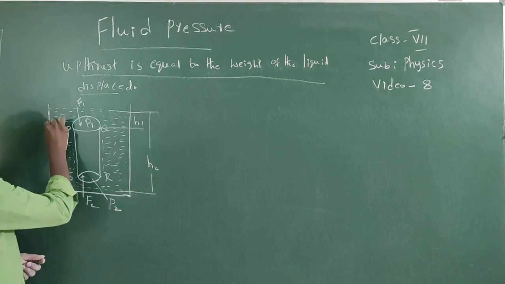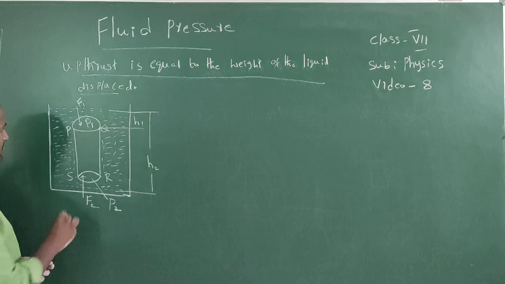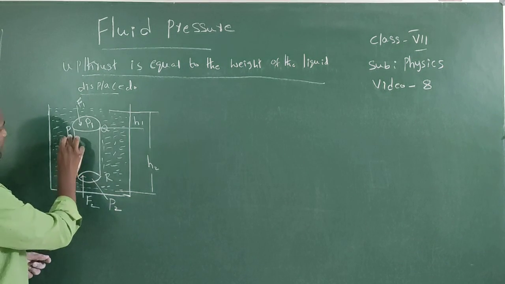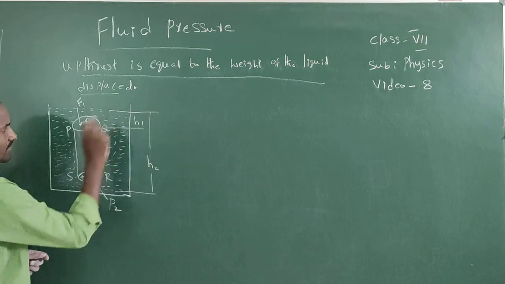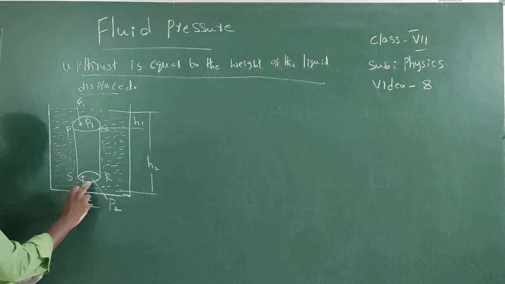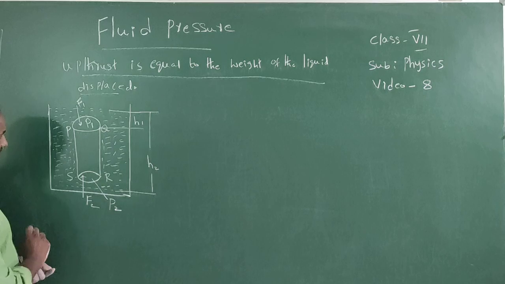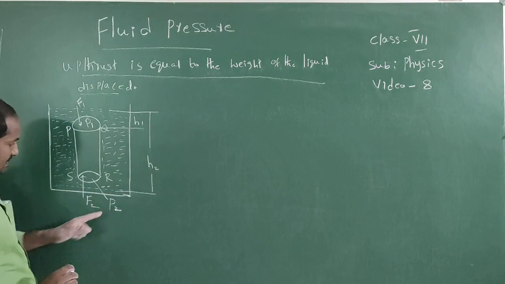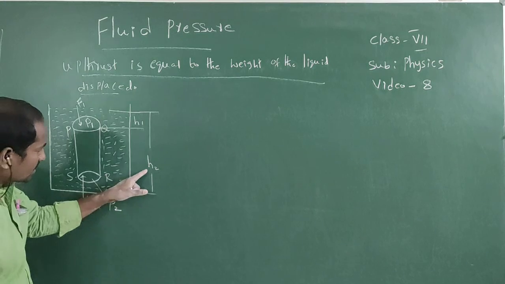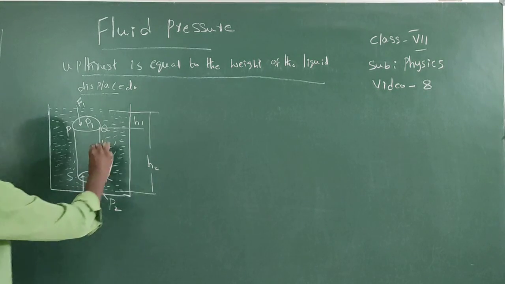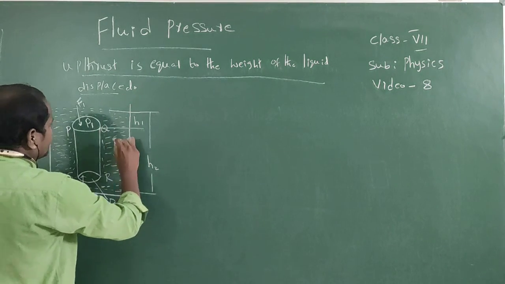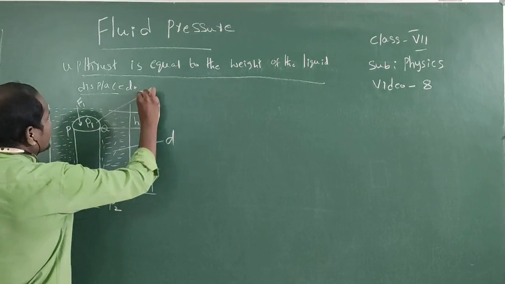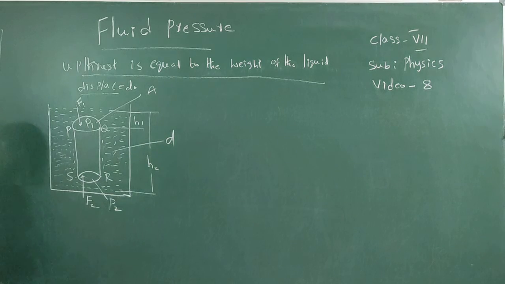Let us consider a cylindrical vessel PQRS. Here the upper surface is PQ at height H1. The lower surface is RS, from the free surface to the bottom of the cylinder, that is height H2. Here A is the area of cross section, D is the density of the liquid, and A is the area of cross section.